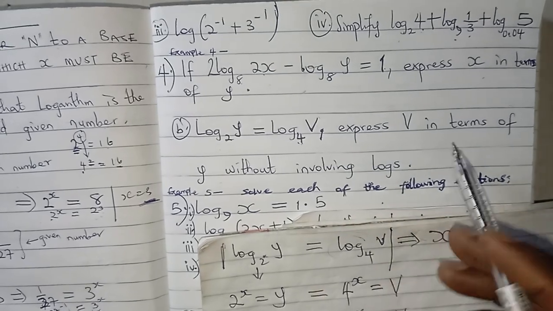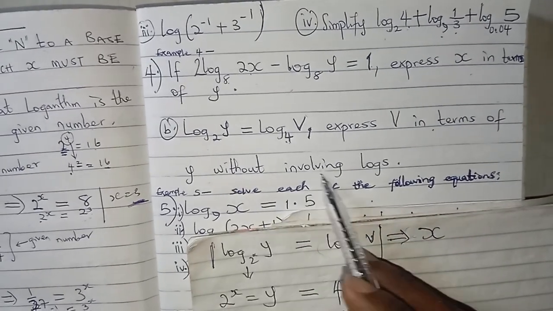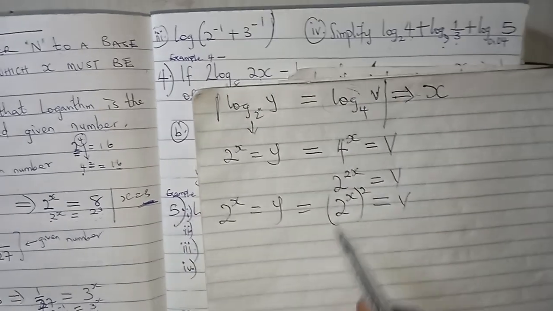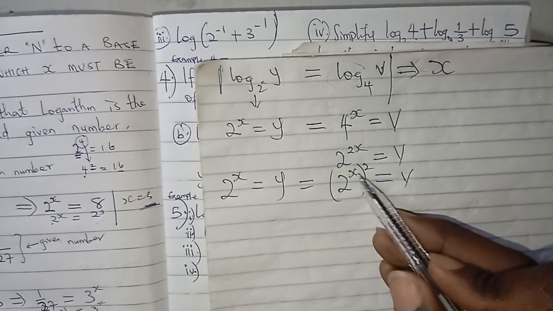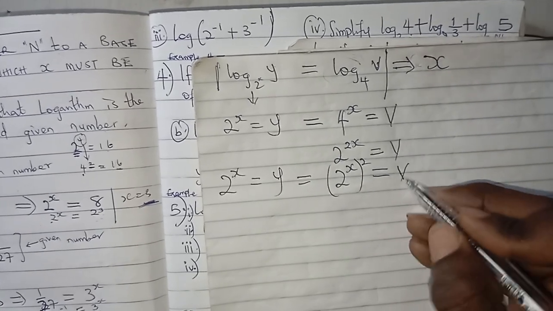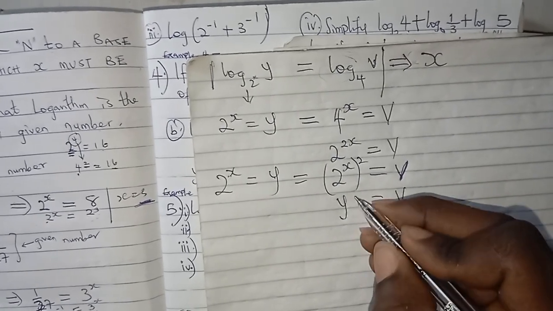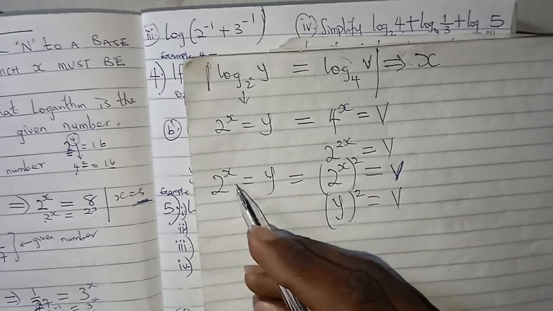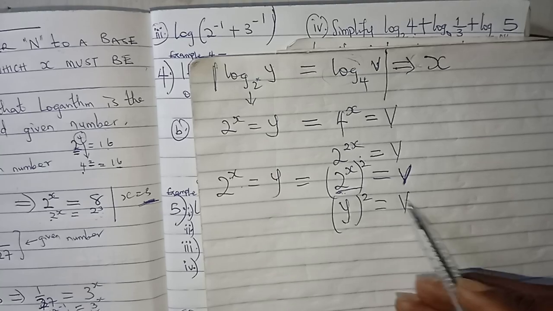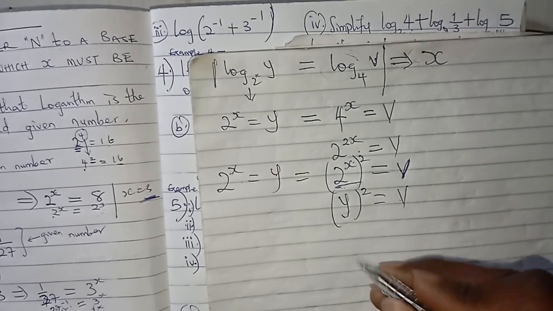Now notice that the question said express v in terms of y without involving logs. We don't even need to involve logs. So expressing v in terms of y, this is v, and that is why I did this. Notice that y is equal to 2 raised to power x, which means that v is equal to y raised to power 2. Since the value of y is 2 raised to power x, v is 2 raised to power x squared. So it means that v is equal to y squared.